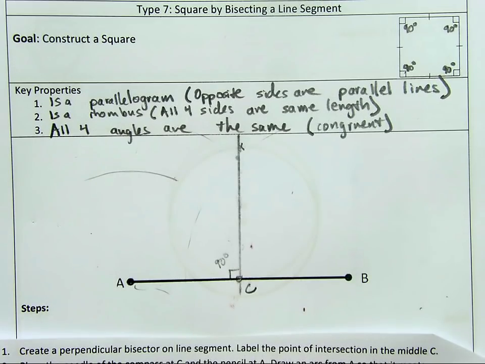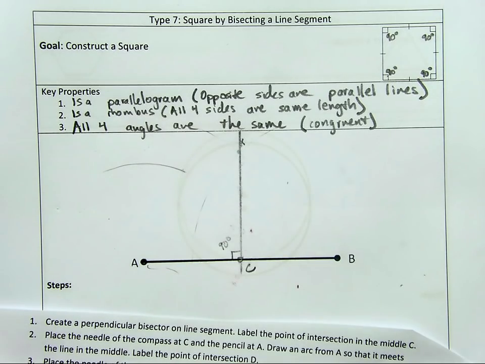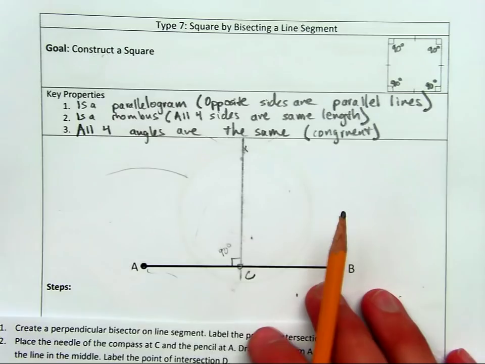Okay, this is construction 7, a square. You can see that I kind of started it and made a mistake, so I had to start over. So the goal is to make a square, and a square has 3 key properties.